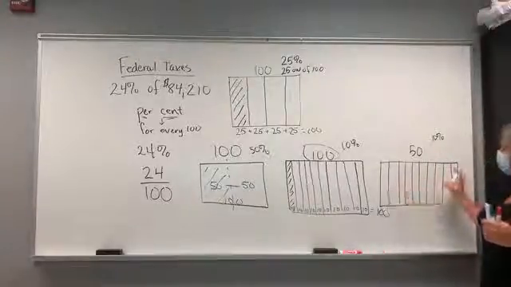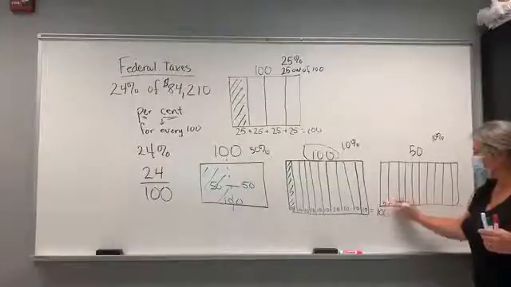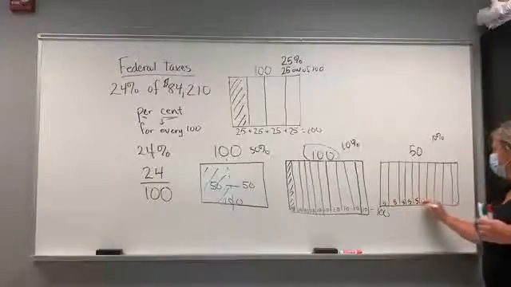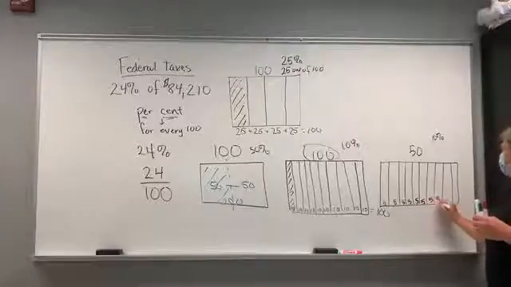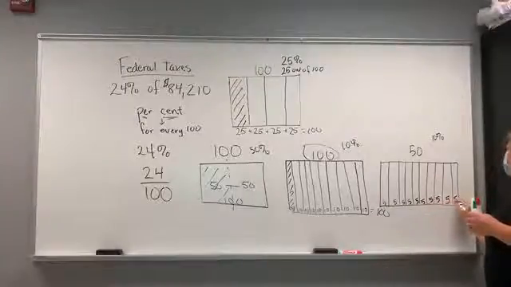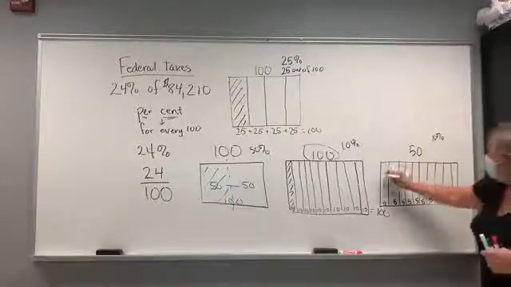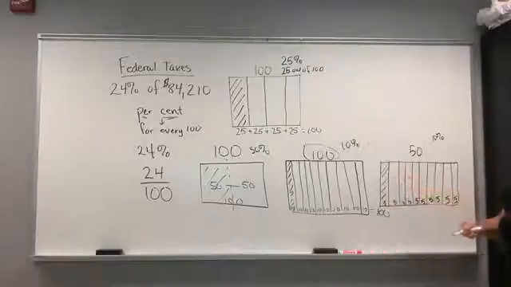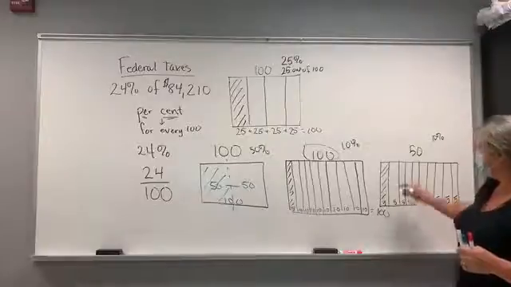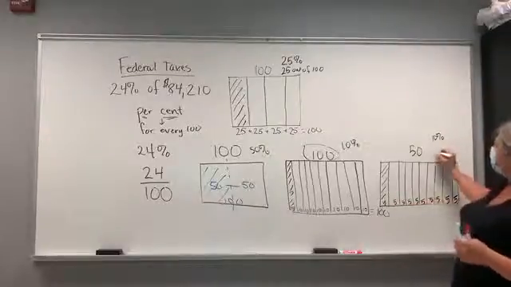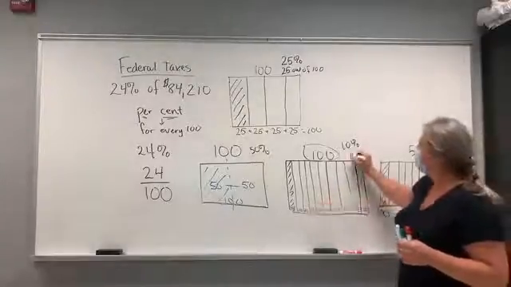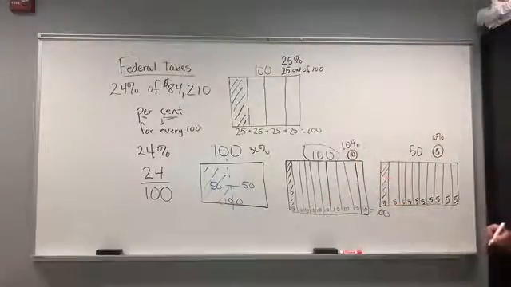So if we have 10 pieces here, then that means we have 5, 10, 15, 20, 25, 30, 35, 40, 45, 50. So 10% of that would be that 1/10 chunk of the 50. So that 1/10 chunk of the 50 would be right there. So what is 10% of 50? 10% of 50 is 5. What is 10% of 100? 10% of 100 is 10.